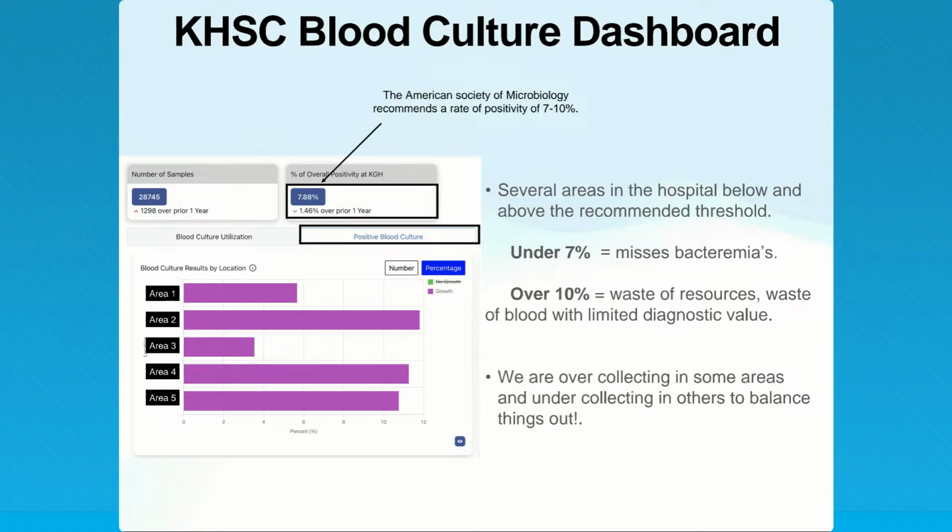And then, because we were collecting area-based data, we said, well, let's look at the differences in the areas. And so we looked at area 1, and the positivity rate was actually under 6%. And if you have something under 7, you have the potential to miss bacteremias. And then areas 2, 4, and 5 were actually over 10%.